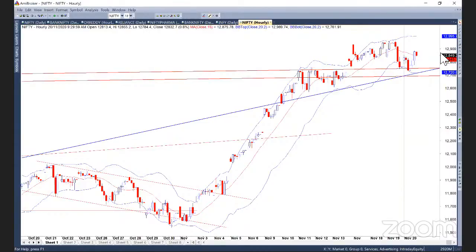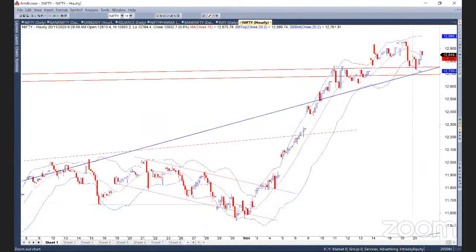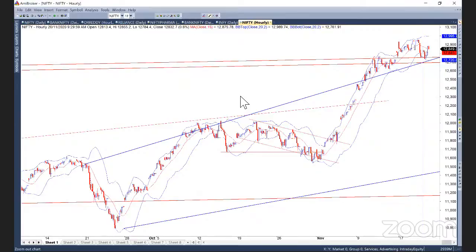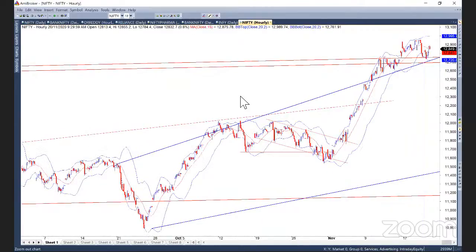Where is the support on the downside? 12,720 is the support level. That is why Nifty is going to be having a range between 12,995 and 12,720 as of now. I'm going to connect another channel for you. In this webinar I'm going to talk a lot about different types of channels, and I'm going to connect one more channel. So this is the daily channel that you saw.